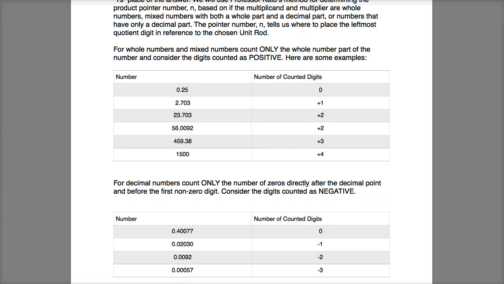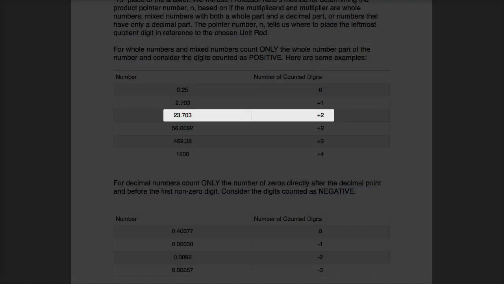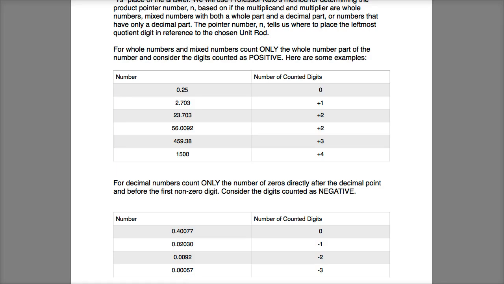The way we do that is if we have a whole number or a mixed number, which is a number that has a whole part and a decimal part, we only count the whole number part of the number. So for example, if we have the number 23.703, we only count the 2 and the 3. So since that's 2 digits, we assign it a value of +2.